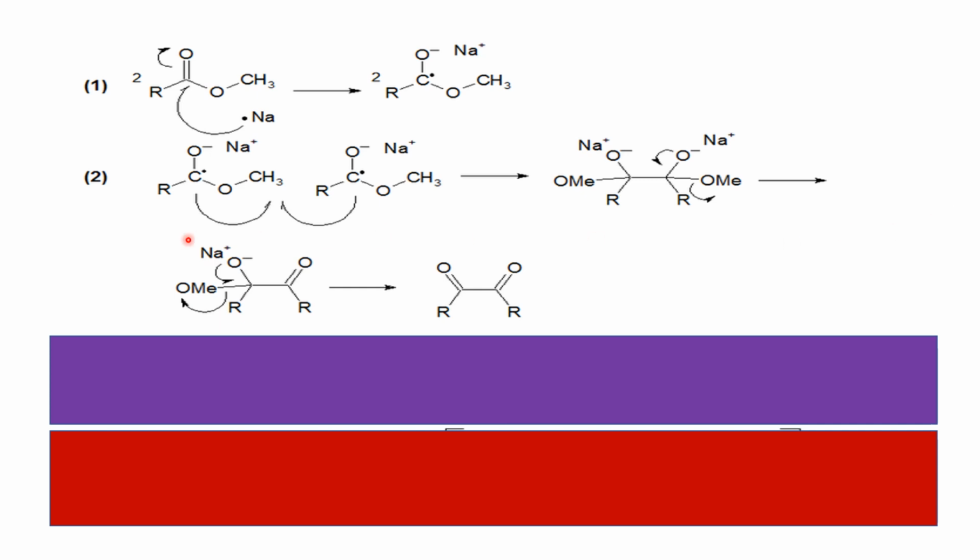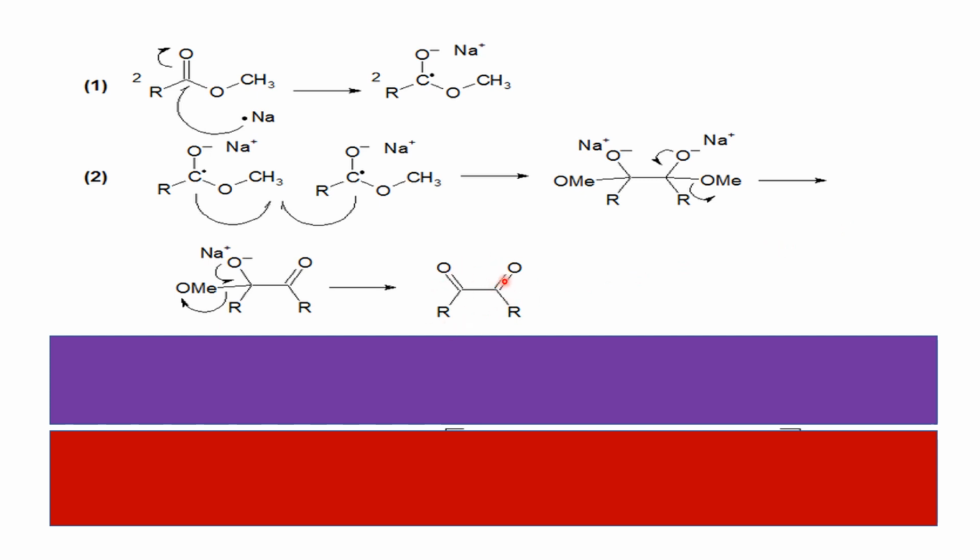Show only a half arrow here. A half arrow means only 1 electron is transferring, not a pair of electrons. So the second step is the formation of the diketone.